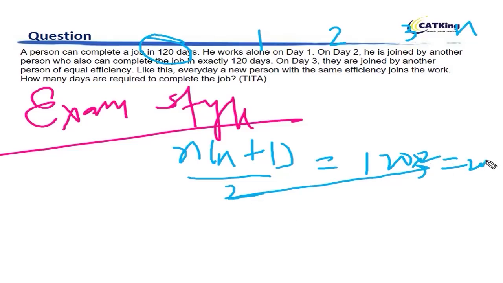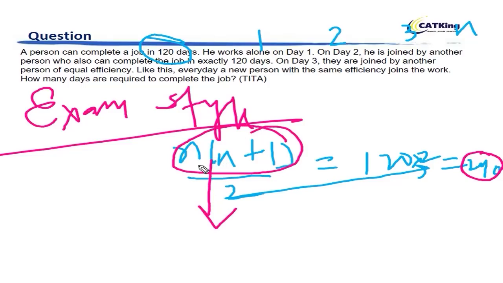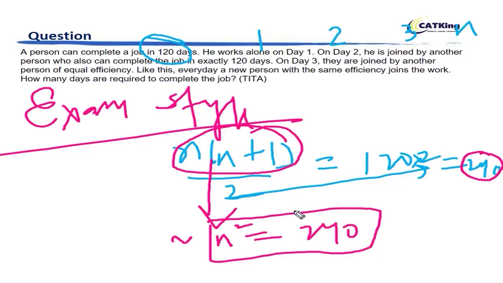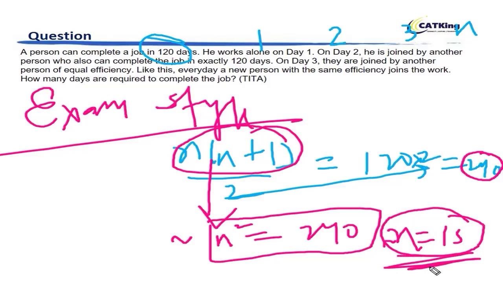Now if you don't want to factorize this, because prime factorization of a difficult number may take time, what you have to do is approximate n into n plus 1 as n square. Now you take it as n square is equal to 240. So what is the approximate value of n from here? The approximate value of n is 15, right? So that's your answer for this question. The answer is 15.